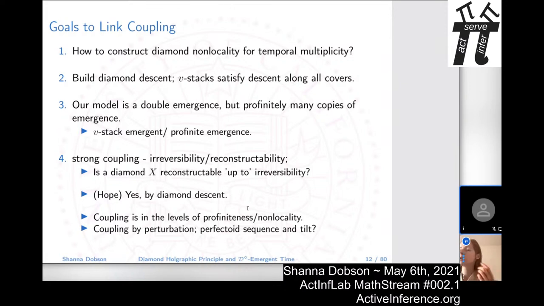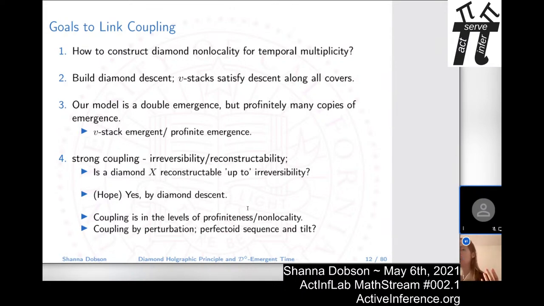Again, maybe the strong coupling has to do with irreversibility and reconstructability. I'm very interested in what we mean by something being irreversible. I think we need to go into that a little bit more. Is there a play between irreversibility and reconstructability? The descent condition says you can reconstruct this higher space from this level space. What does it mean if you fail to reconstruct? So we say, is a diamond X reconstructable up to irreversibility?